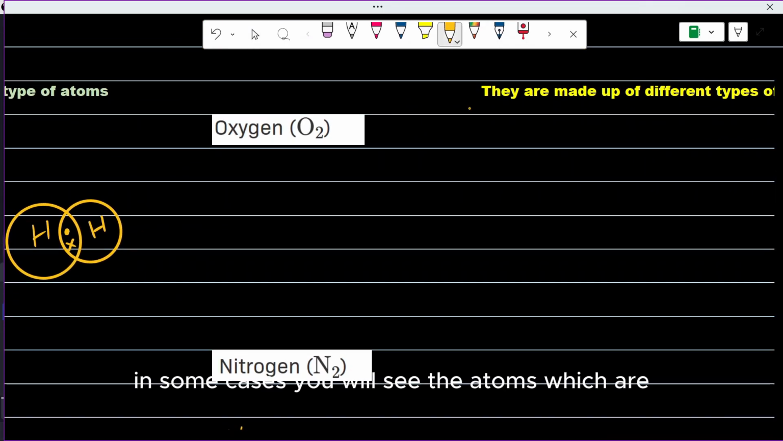In some cases, you will see atoms which are sharing more than 1 pair of electrons, right? So they will be sharing 2, 3, etc., and they will be forming different covalent bonds. Let's say oxygen.